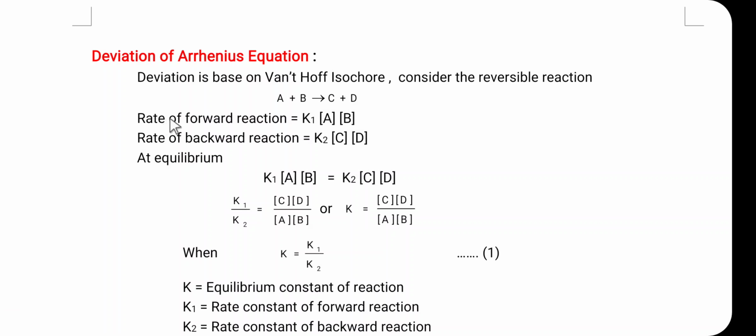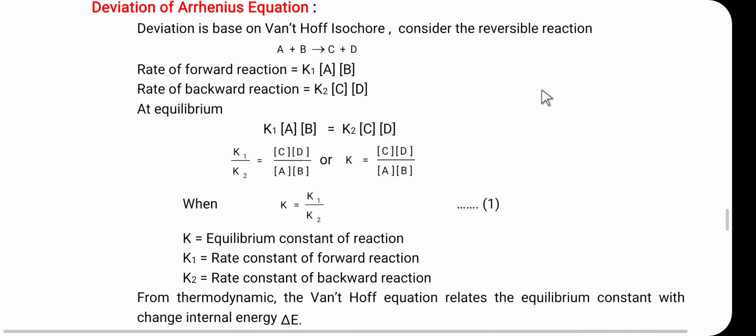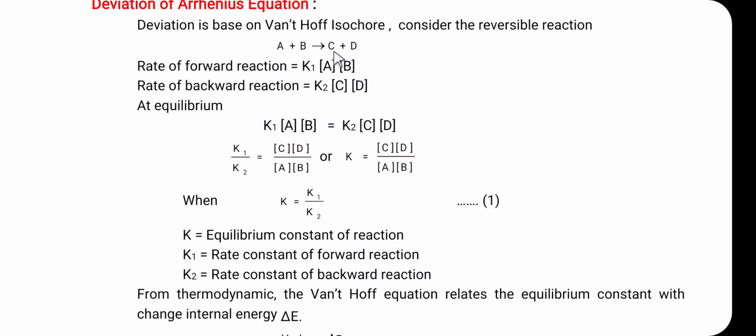So, let us derive the Arrhenius equation, and the derivation is based on the van't Hoff isochore. Consider the reversible reaction A plus B giving C plus D. Here the rate of the forward reaction is equal to K1 into concentration of A into concentration of B. The rate of the backward reaction is equal to K2 into concentration of C into concentration of D. All of you know that at equilibrium in a chemical reaction, the rate of the forward reaction is equal to the rate of the backward reaction.